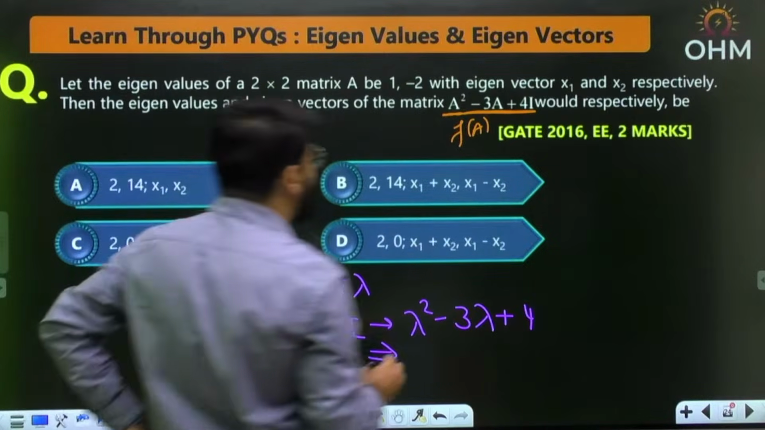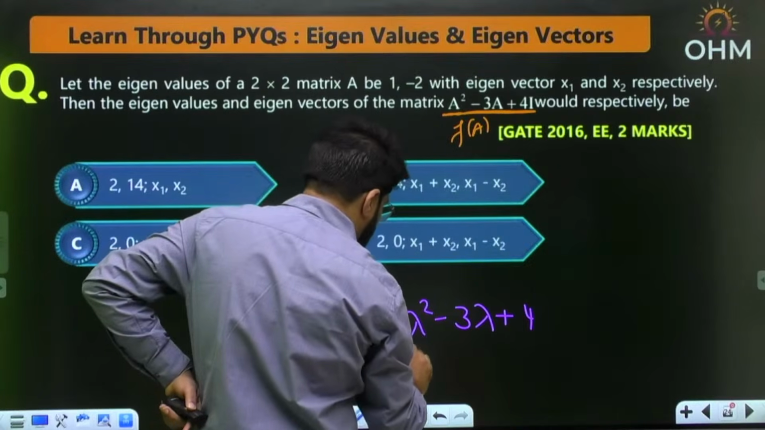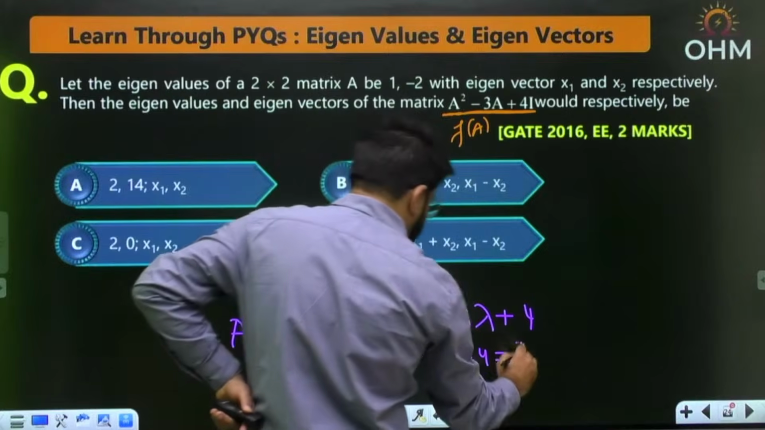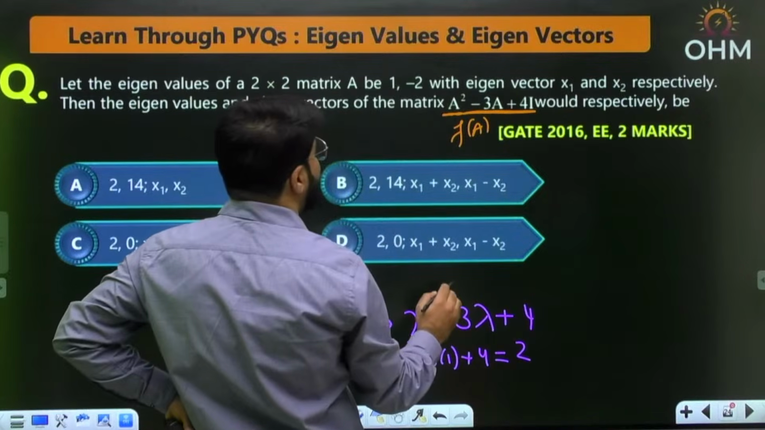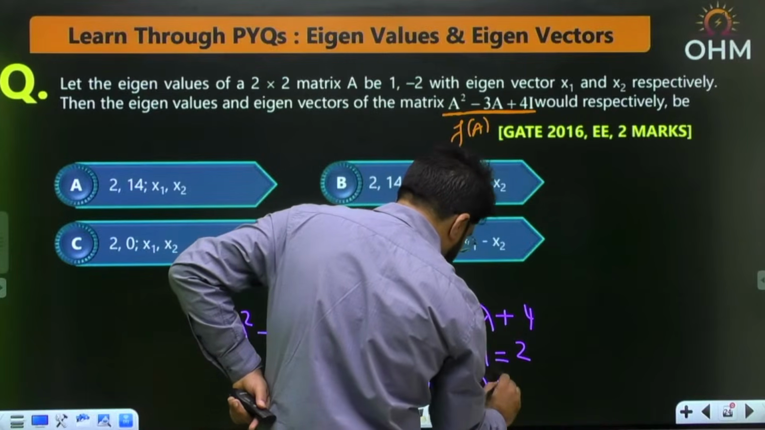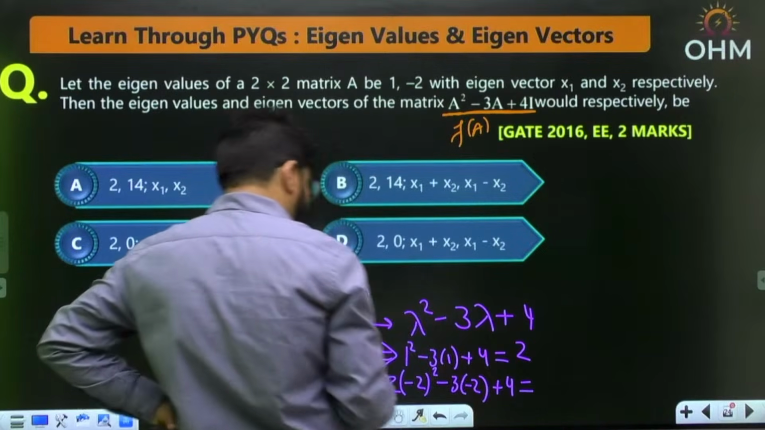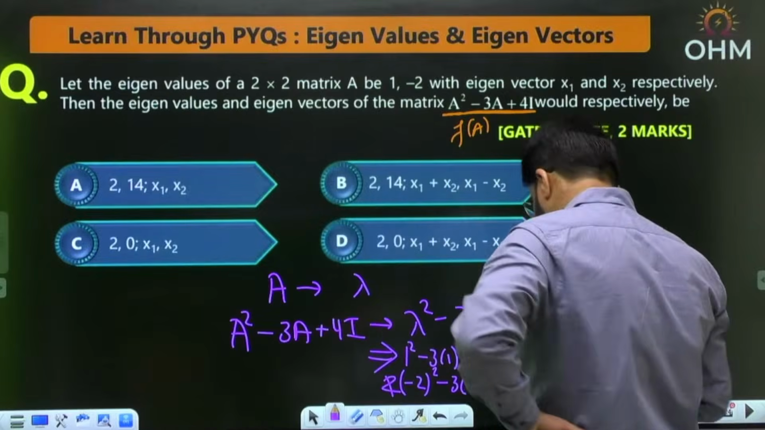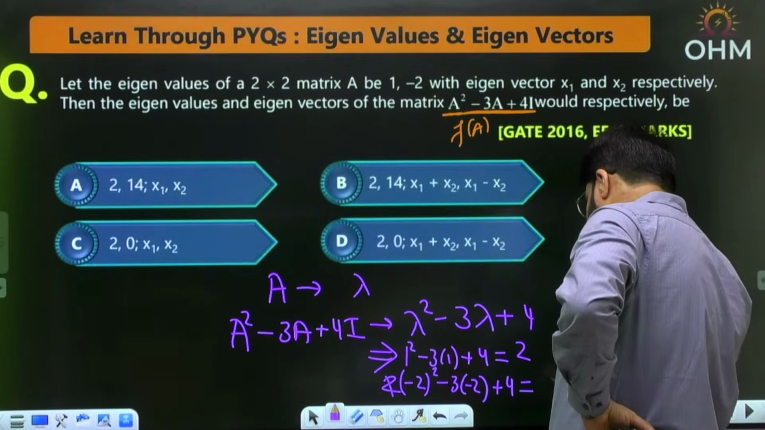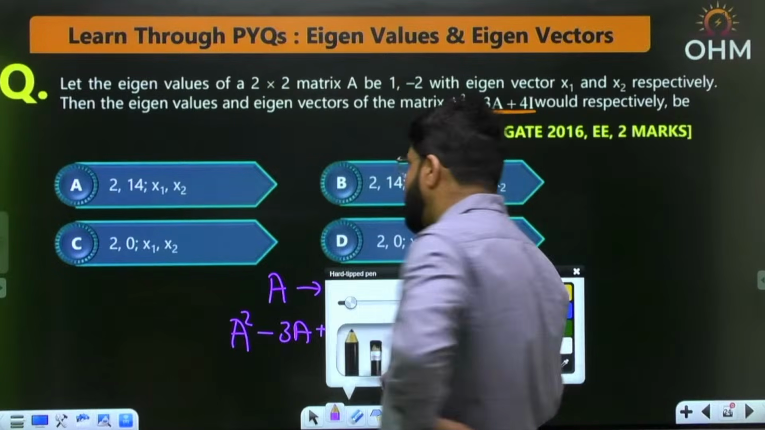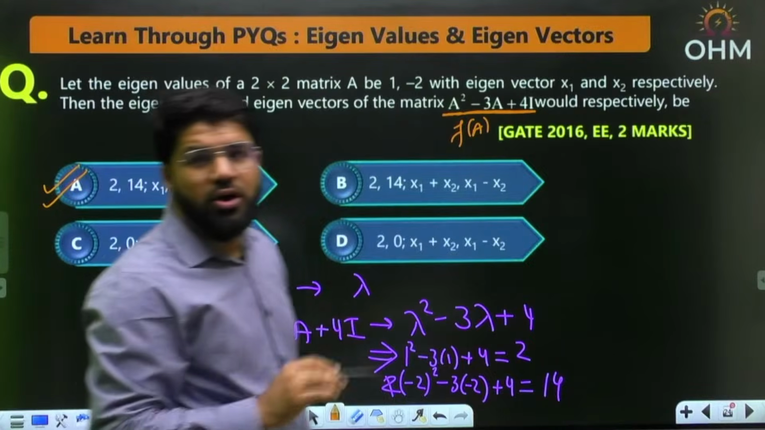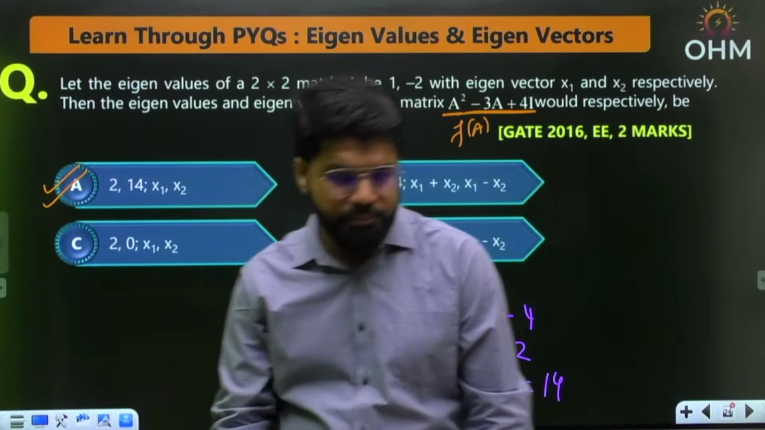Now what is the value of lambda? Lambda is 1, so 1 square minus 3 into 1 plus 4 becomes 5 minus 3, 2. And the second lambda is minus 2, so minus 2 square minus 3 into minus 2 plus 4: 4 plus 4 is 8, and plus 6, 14. So 2 and 14. But eigenvectors remain the same, x1 and x2 only. So option number A. Eigenvectors remain the same.